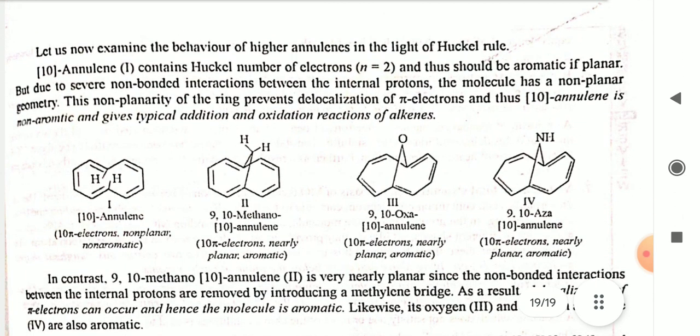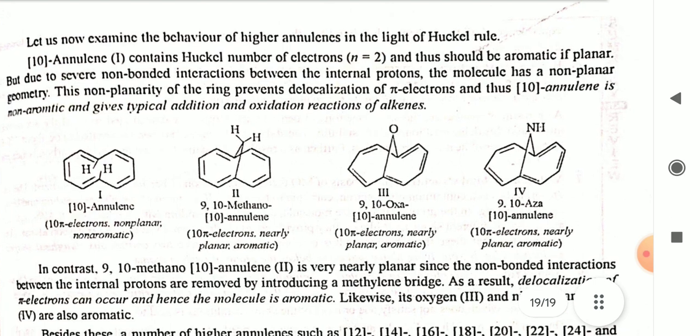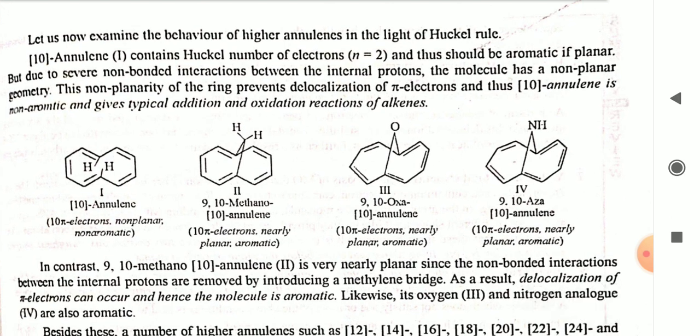Let us now examine the behavior of higher annulenes in the light of Huckel rule. [10]annulene contains a Huckel number of electrons, n is equal to 2, and thus should be aromatic if planar. But due to severe non-bonded interactions between the internal protons, the molecule has a non-planar geometry. Thus, non-planarity of the ring prevents delocalization of pi electrons and thus [10]annulene is non-aromatic and gives typical addition and oxidation reactions of alkenes. [10]annulene, 8 pi electrons, non-planar, non-aromatic.